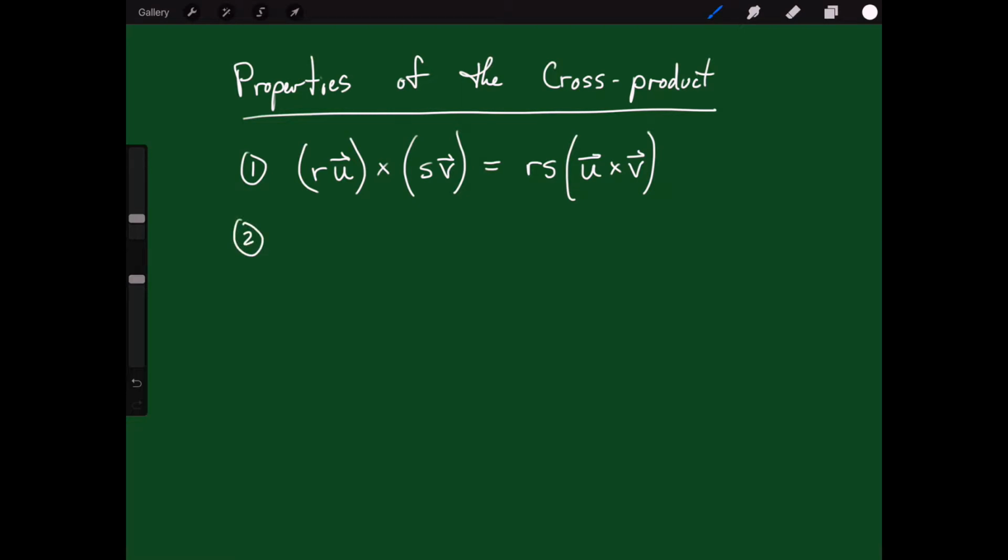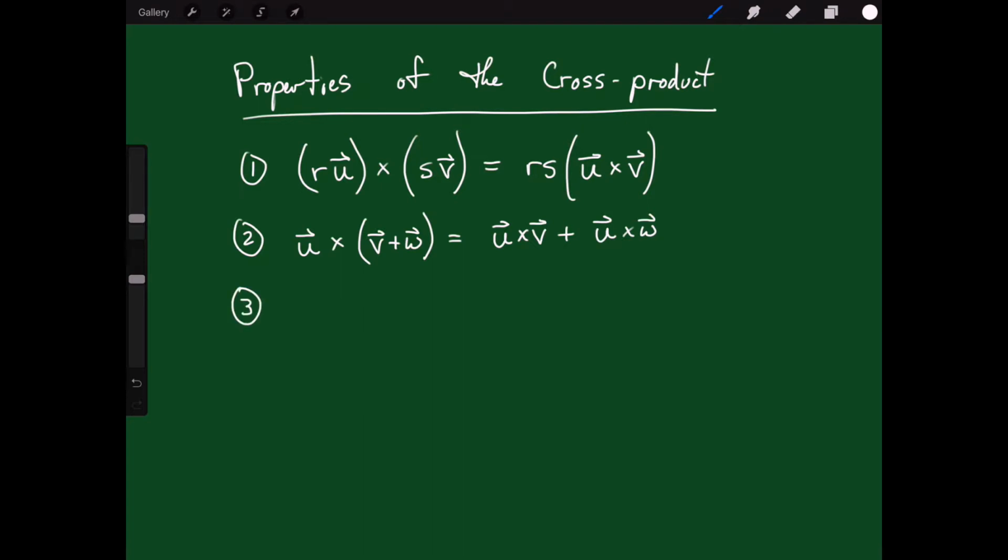2. If I take u cross v plus w, then that's equal to u cross v plus u cross w. Now, all that this is saying is that cross products distribute over addition.